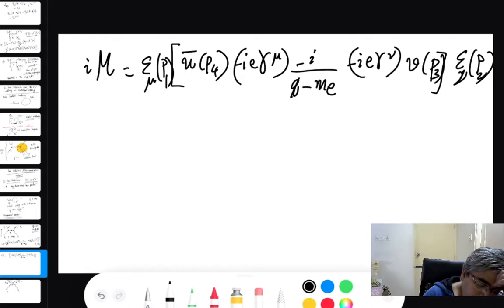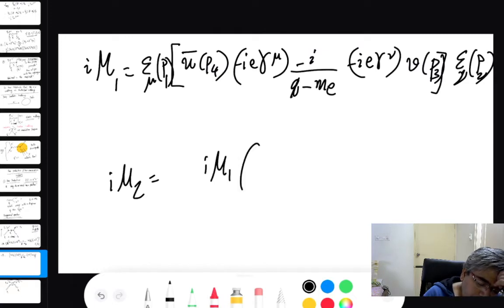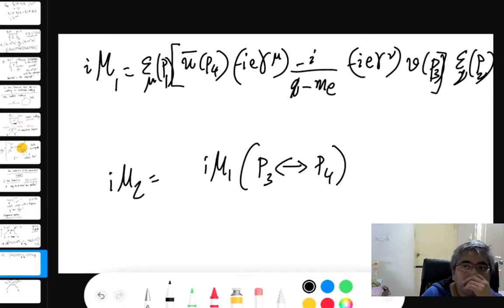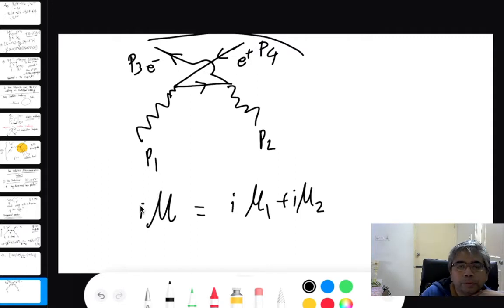Now let's look at this one. All you had to do is to interchange P3 with P4. So if I call this iM1, iM2 would be iM1 such that P3 is interchanged with P4. And that's it. You get the same amplitude for this diagram. So again, as you can see, okay. So the total amplitude would be iM1 plus iM2.